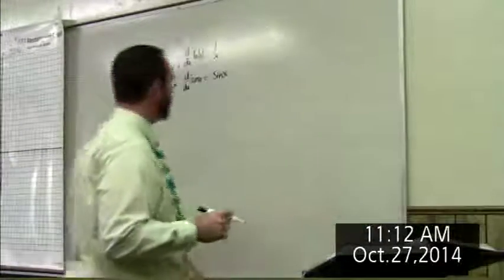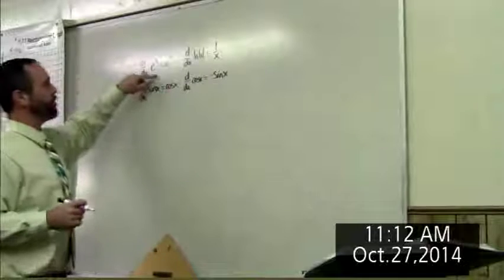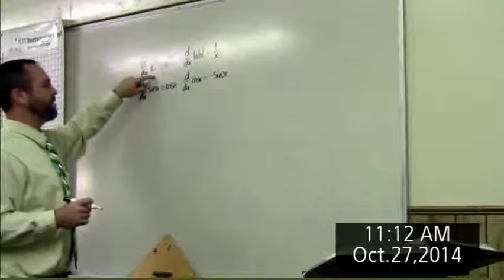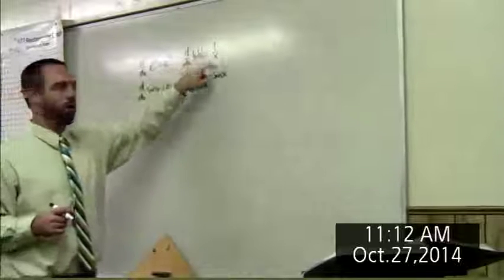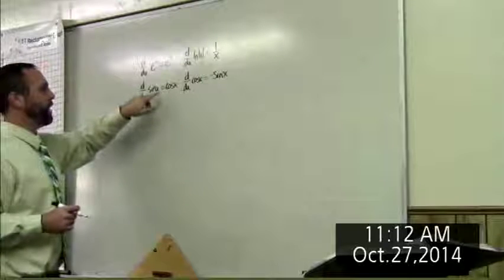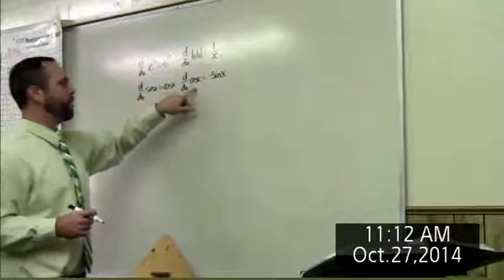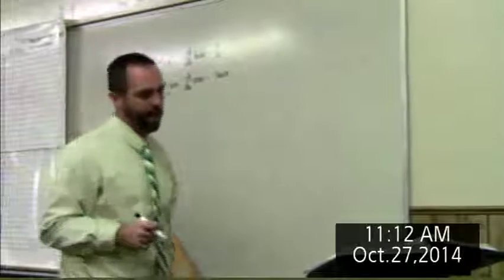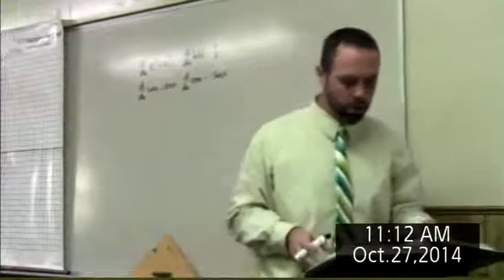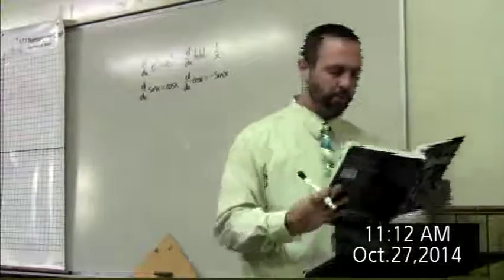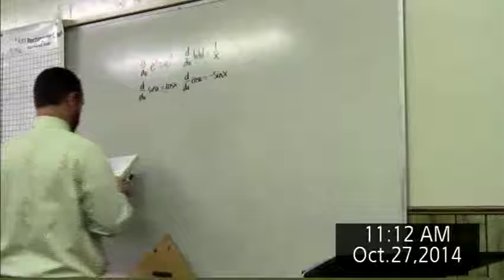Now we introduced that the derivative of e to the x is just e to the x, and the derivative of natural log of x is 1 over x. And then I showed how we get the derivative of sine x is equivalent to cosine x, and the derivative of cosine x is equal to negative sine x. Now we're going to use that in examples number 3 and 4 to solve the problems.